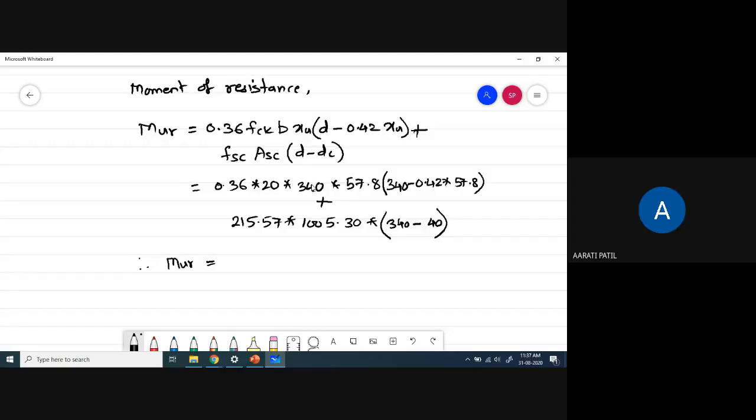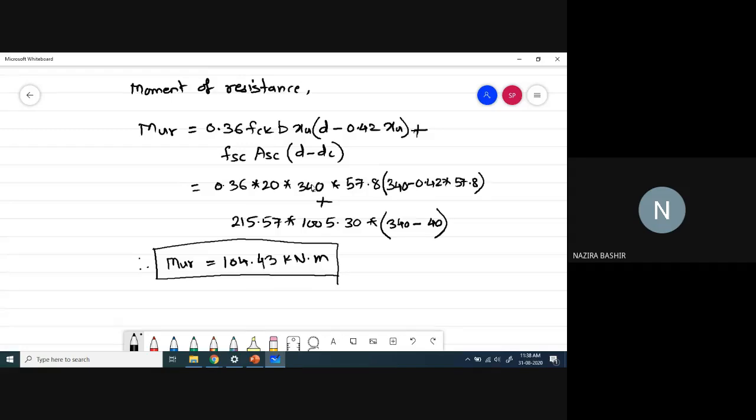104.43. Okay. 104.46 kilonewton meter. Correct? 43. Okay. So this is our final MUR value.